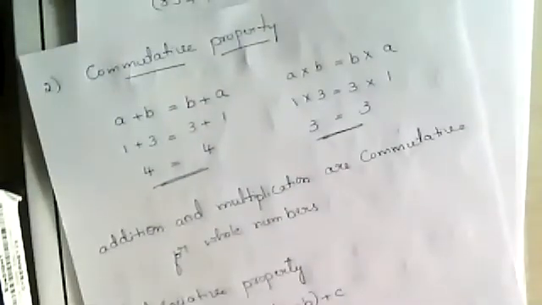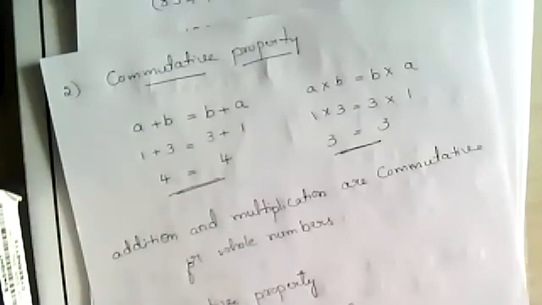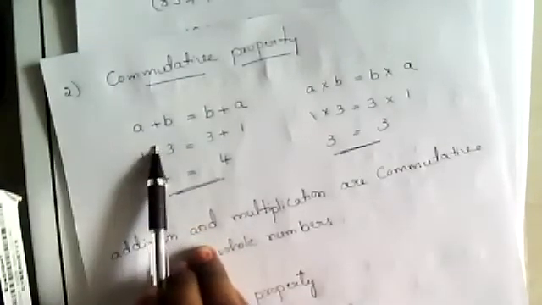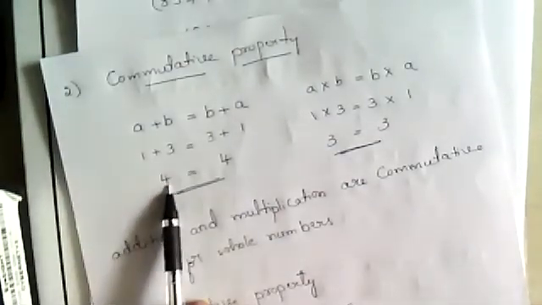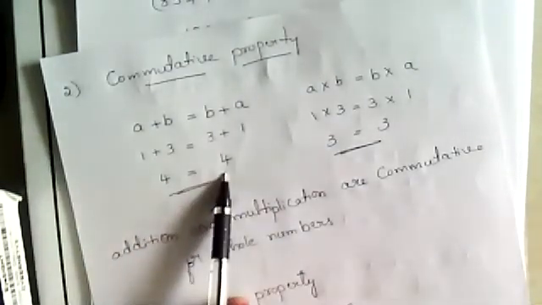And next is commutative property. The general form of commutative property is a plus b equals b plus a. When the order changes, the sum doesn't change. Correct? 1 plus 1 is 2 and 1 plus 1 is also 2. 2 plus 3 is 5 and 3 plus 2 is also 5. See here, 1 plus 3 equals 4, 3 plus 1 equals 4.